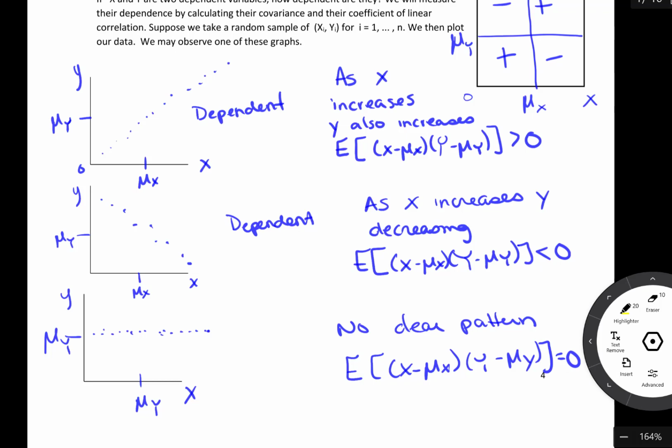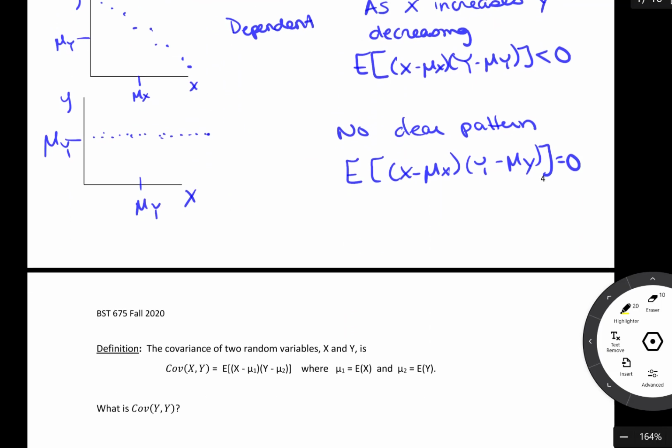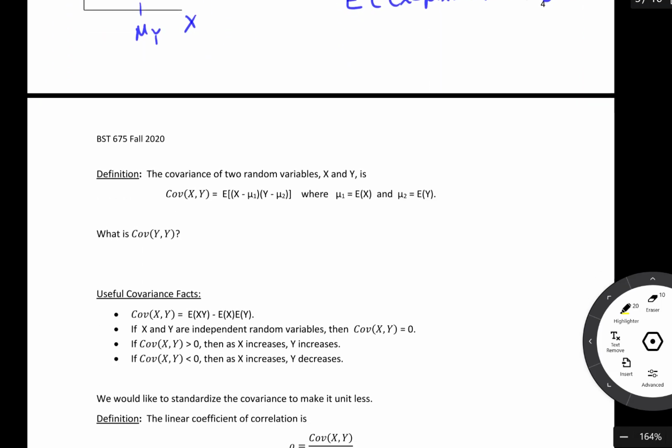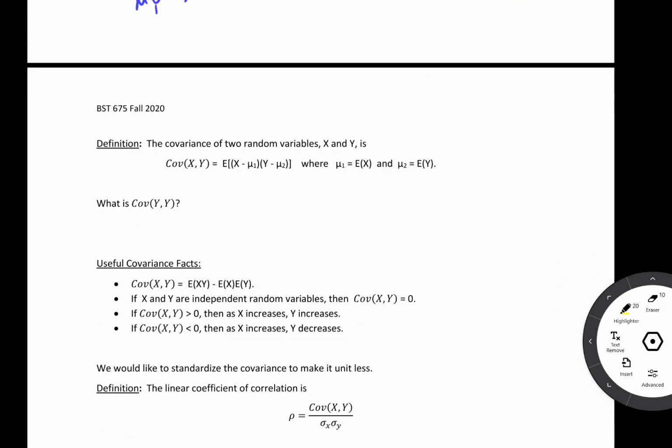So that's the idea of what we mean by dependency. Here is our official value of covariance, and you're going to see our definition of covariance, and in that definition we have that expected value that we just looked at. So what is the covariance of Y, Y? In other words, what would the covariance be of a random variable with itself? We can apply that definition, and notice, this is what we will have.